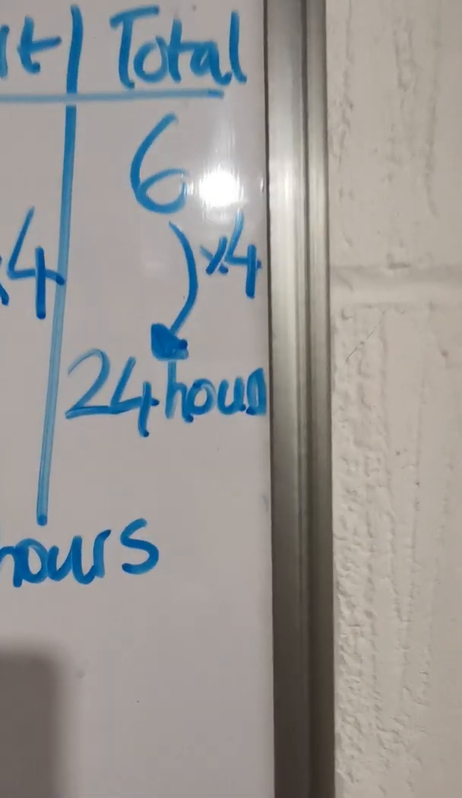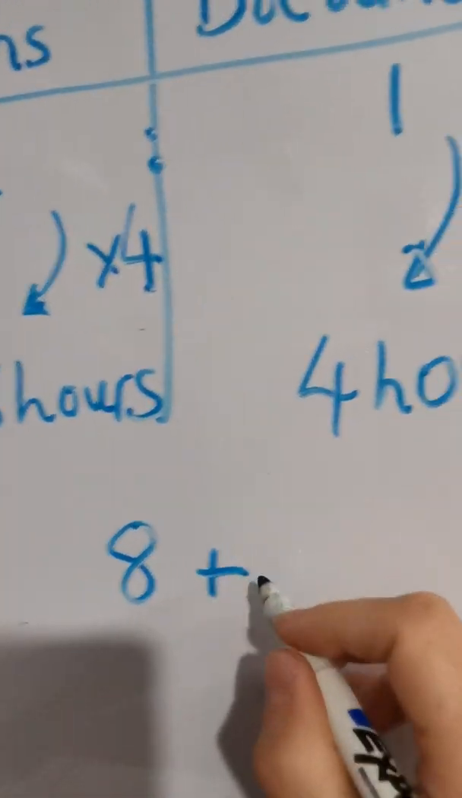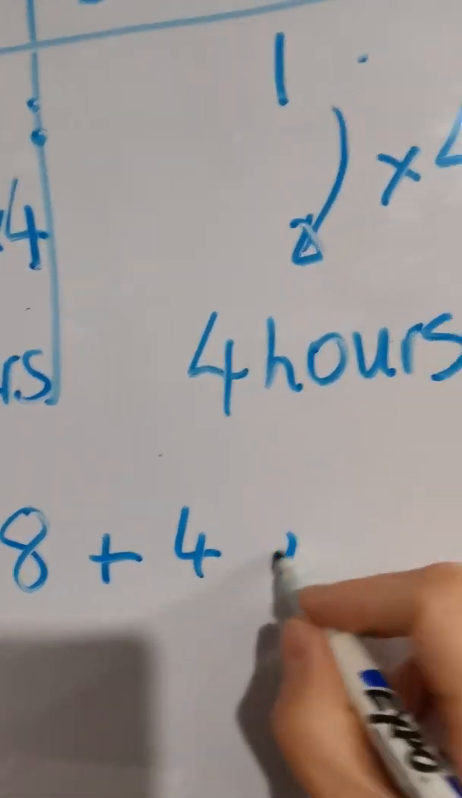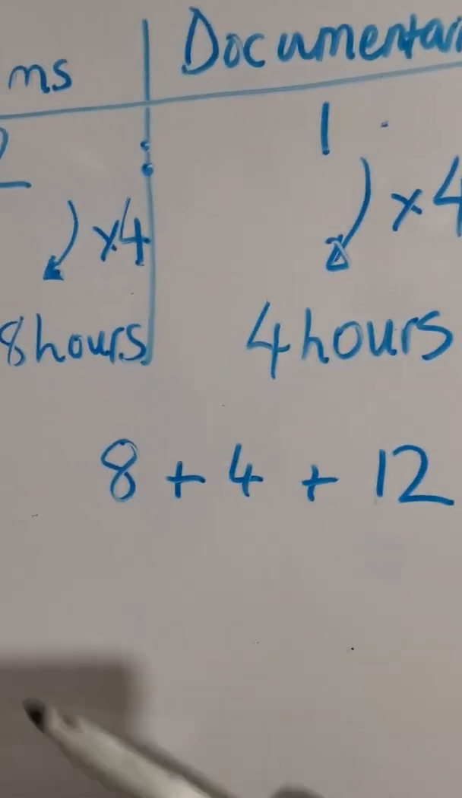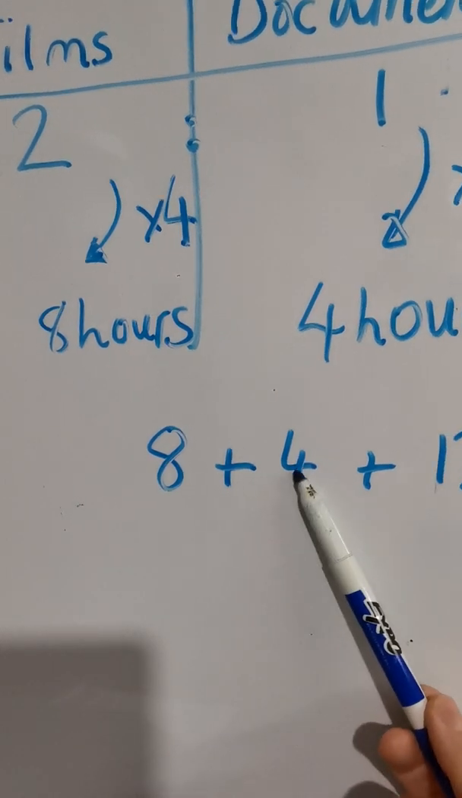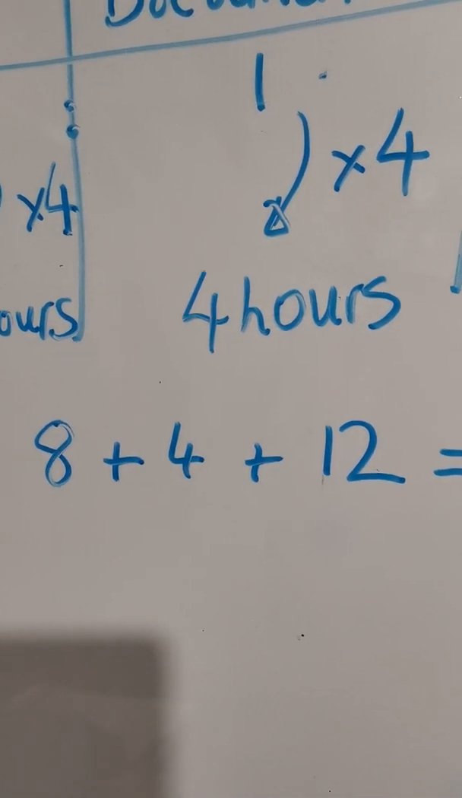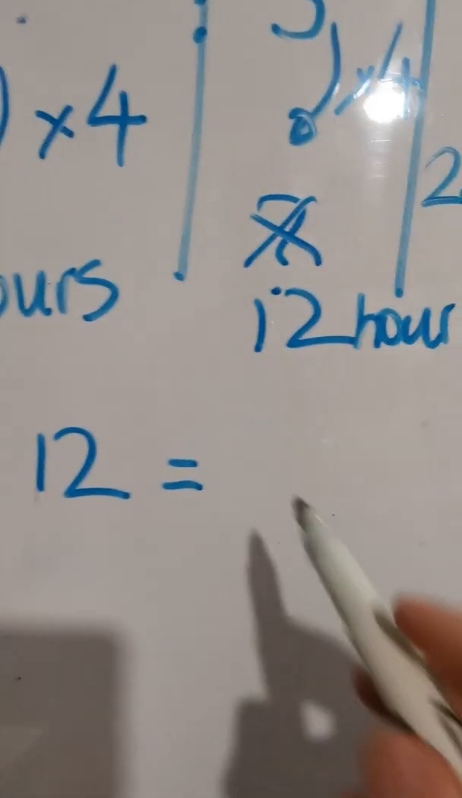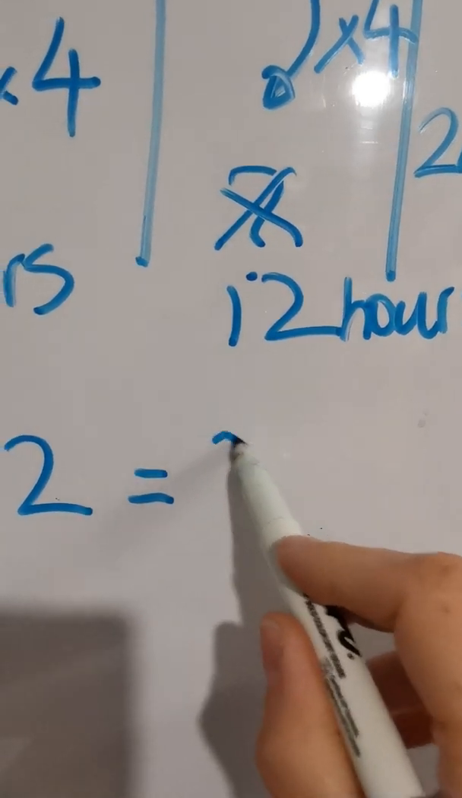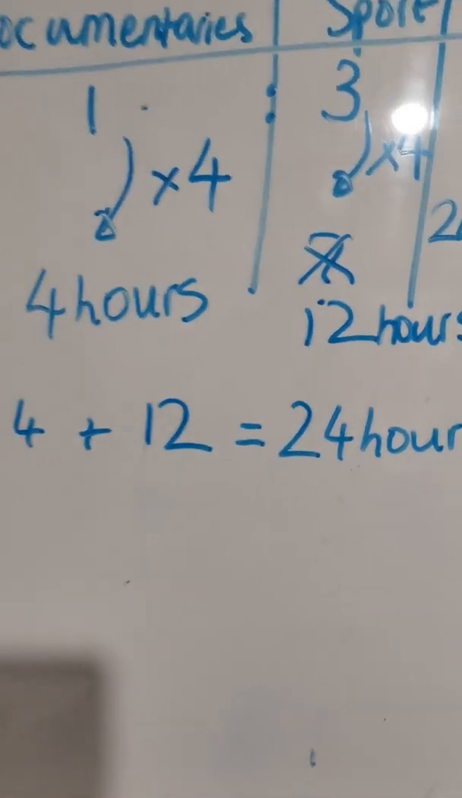Now, our total's 24, so we're just going to do a little check. We're going to do 8, add 4, add 12, just to see what it totals. Well, I know that 8 add 4 is... That's right. And then we've got 12, which makes... Hopefully you've all got 24 hours.